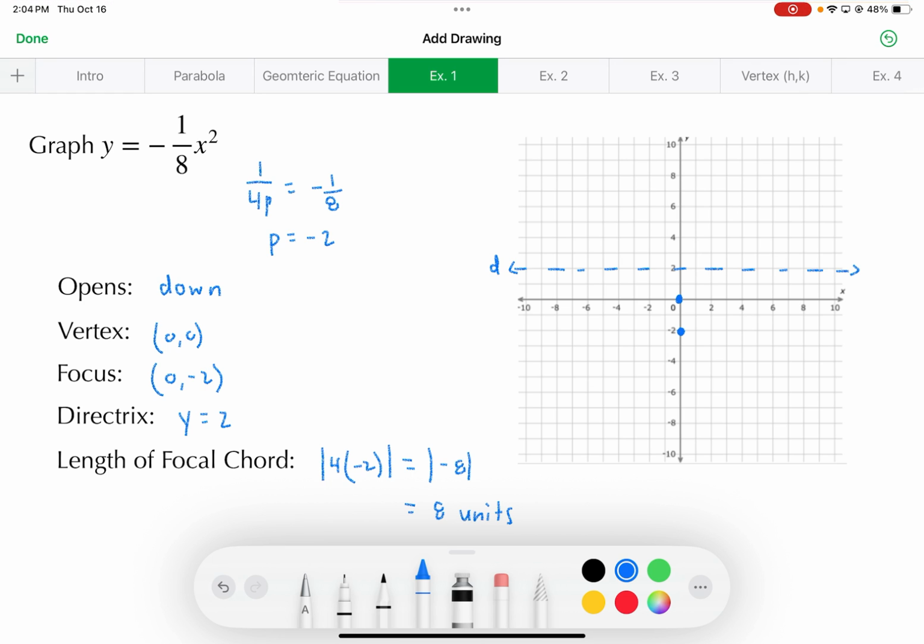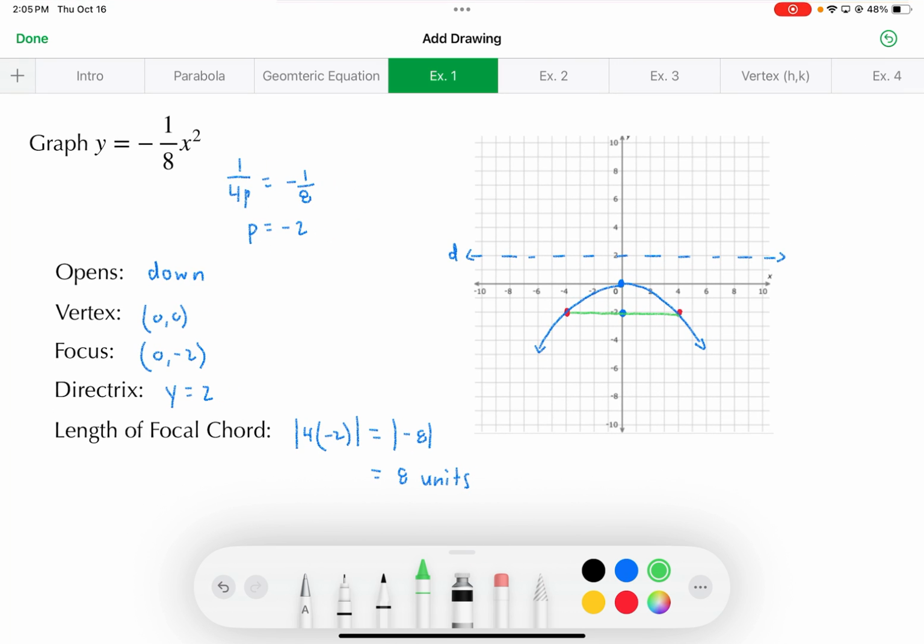So knowing that, what I'm going to do is cut that in half. Half of 8 is 4. And I'm going to go 4 units to the right and 4 units to the left of the focus. Can we agree the distance between the 2 red points I just plotted is 8 units? Okay. So now I can draw the parabola. Those 2 red points show me how wide it is. Okay, you don't have to, but you can draw in the focal chord if you'd like.